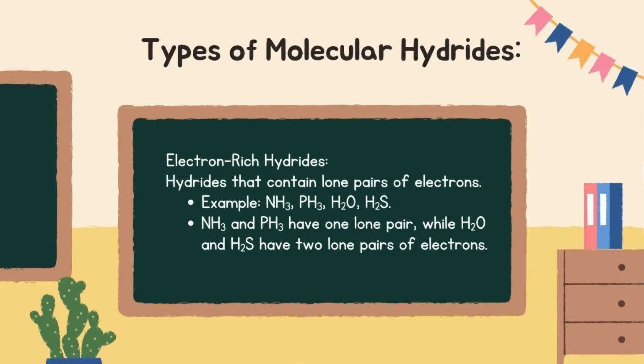Third is electron-rich hydrides: hydrides that contain lone pairs of electrons. Example: NH3, PH3, H2O, H2S. NH3 and PH3 have one lone pair, while H2O and H2S have 2 lone pairs of electrons.